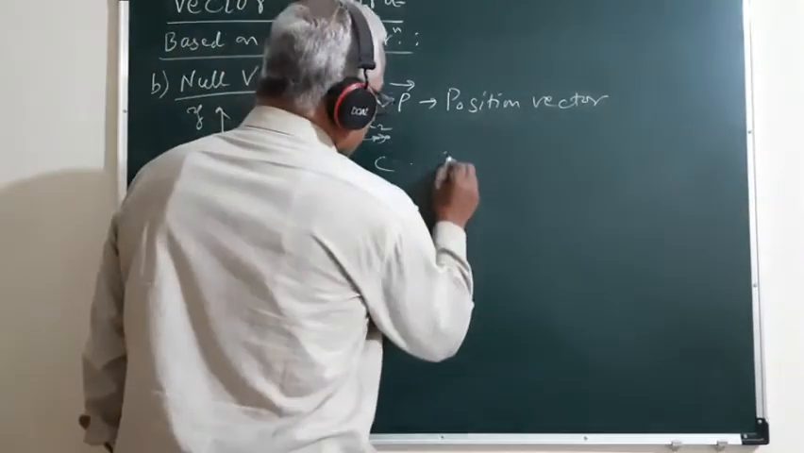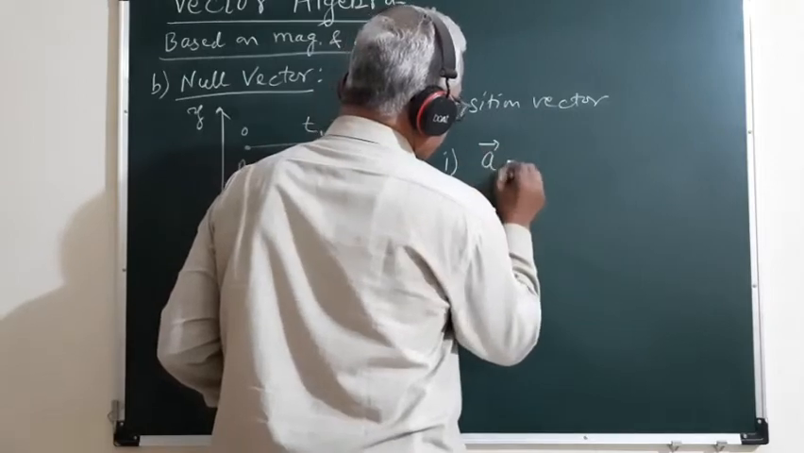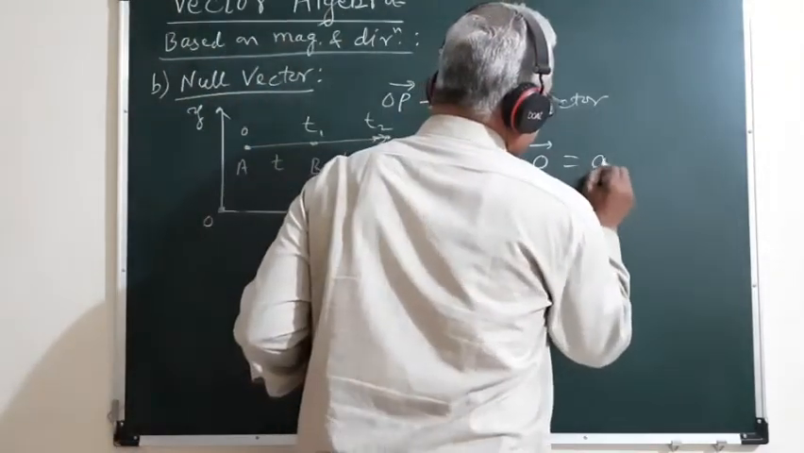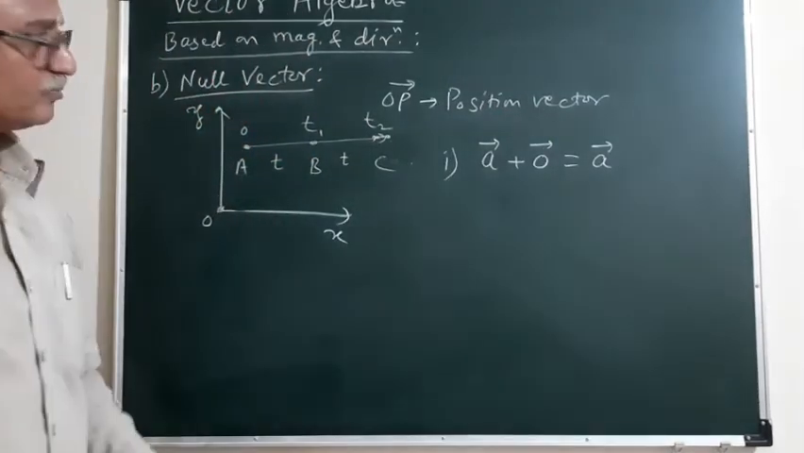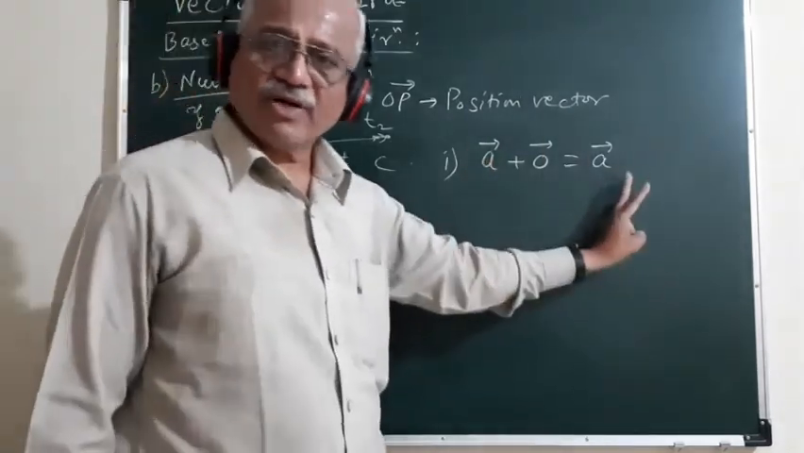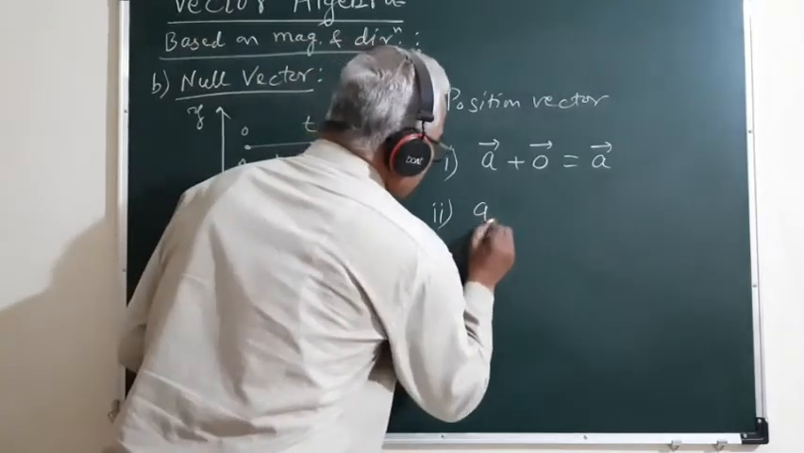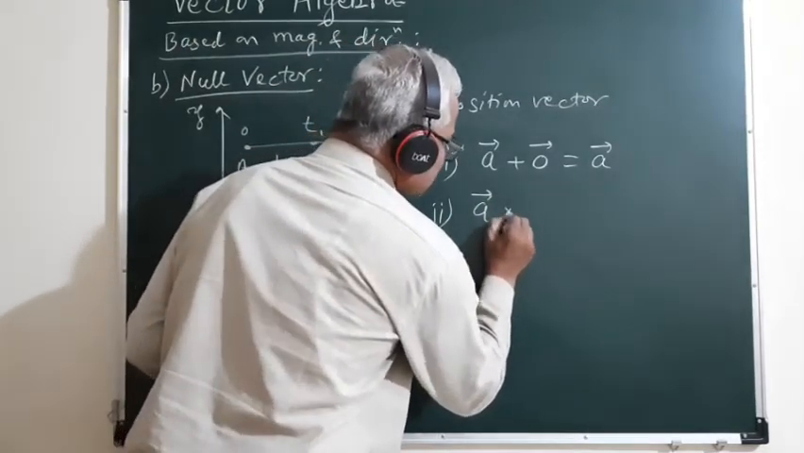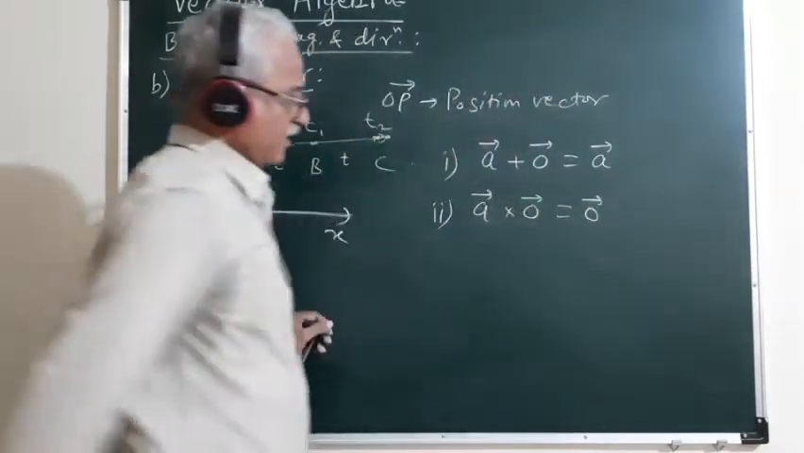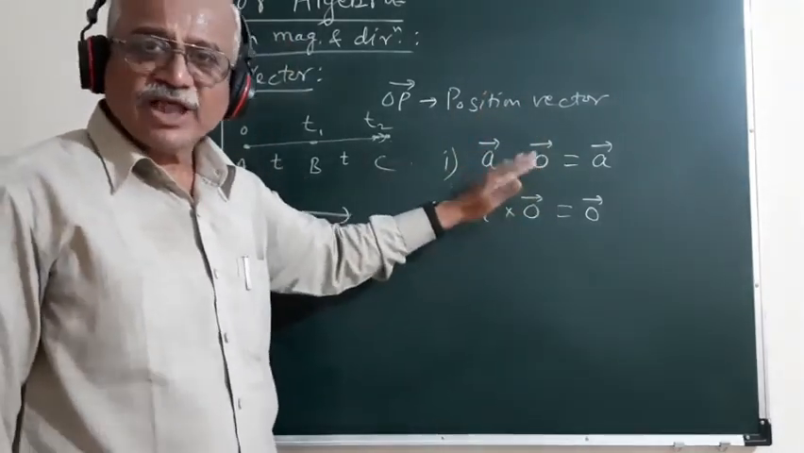The first property possessed by this zero vector or null vector is that if this null vector is added to a given vector A bar, then it results into the same vector A bar. So addition of a zero vector to any vector does not make any change in the given vector A bar. And the second property of the zero vector is that if this given vector A bar is multiplied by a zero vector, it results into a zero vector. So these are the two specific properties of this null vector or zero vector.